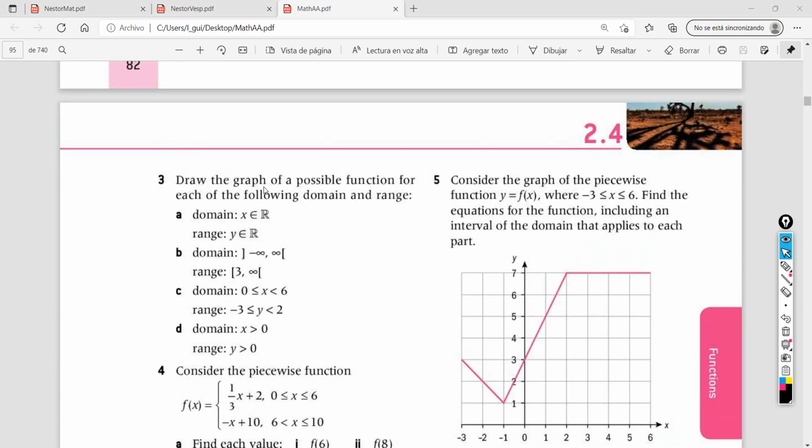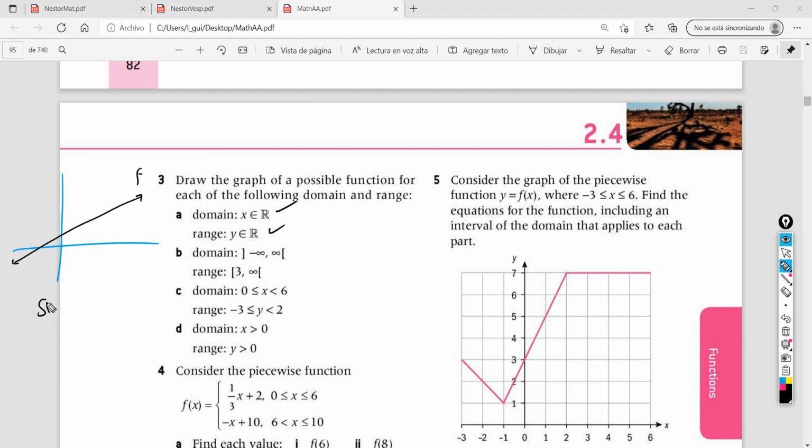Number three, draw the graph of a possible function for each of the following domains and ranges. This is actually quite simple. I don't know why you had difficulty with this. You can make anything. It's more difficult not to think of something than to think of something. Domain, all the real numbers. Range, all the real numbers. So for example, a linear function such as this, that extends in both directions infinitely. If you notice, the domain of this function f is all the real numbers, and the range is also all the real numbers. What does that mean?